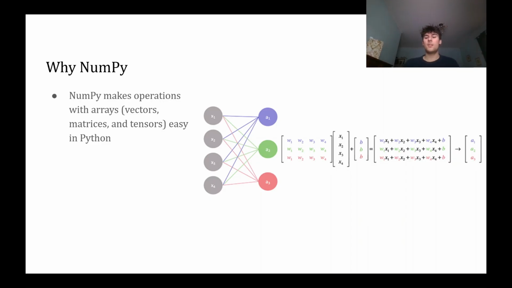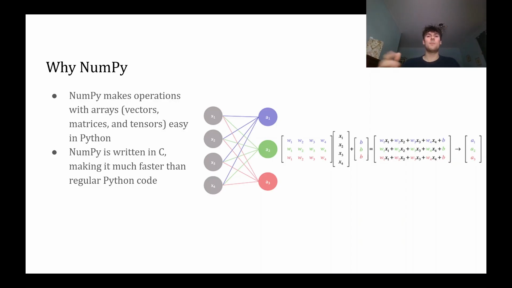The second reason is that NumPy is written in C. So for those that don't know, C is a much faster programming language than Python. It's a lot more flexible in what it allows you to do, which means you can write code that's a lot more efficient. So basically, you're using Python code to call C code, and the C code does the work and spits back the answer for you.